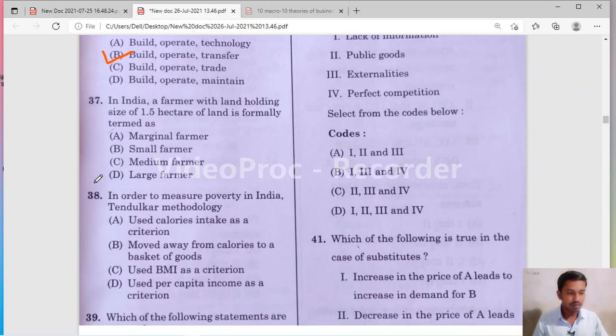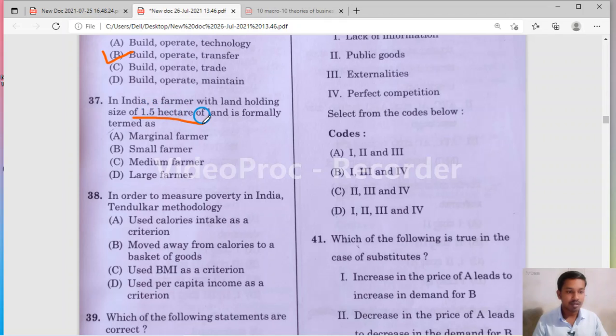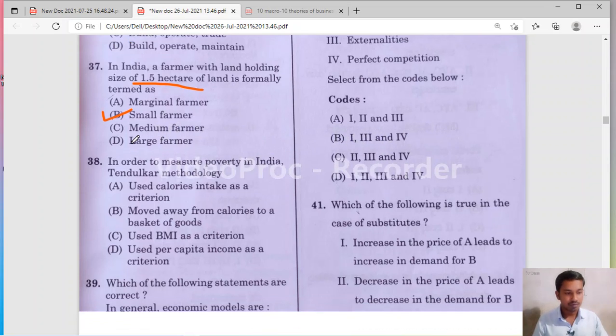Question number 37. In India, a farmer with a land holding size of 1.5 hectare of land is formally termed as: marginal farmer, small farmer, medium farmer, large farmer. The right answer is option B, small farmer.